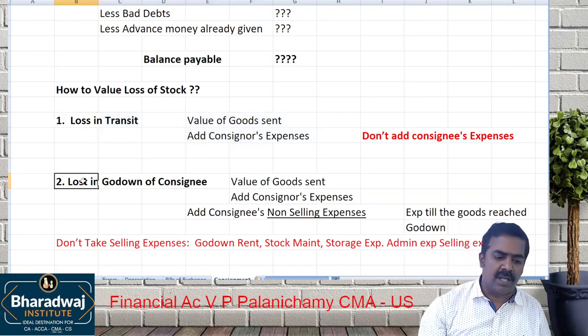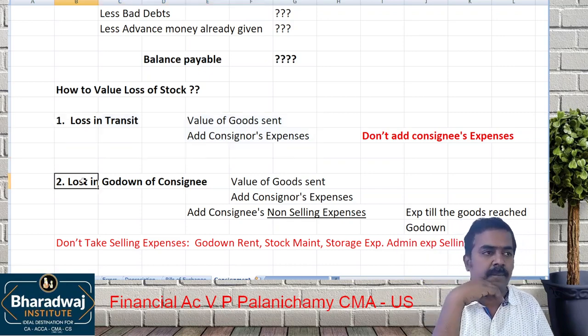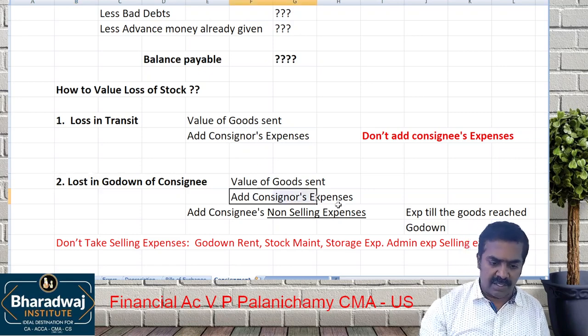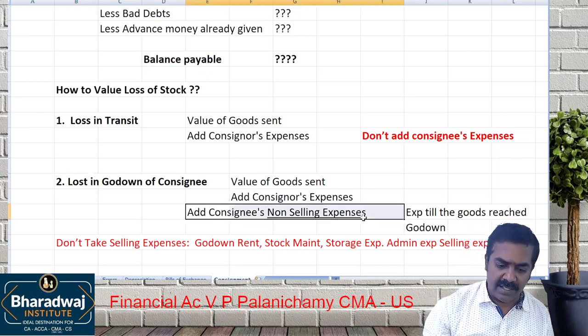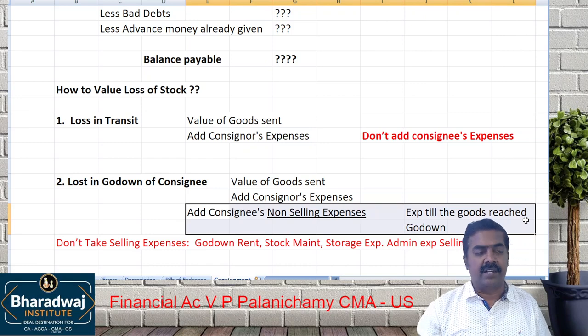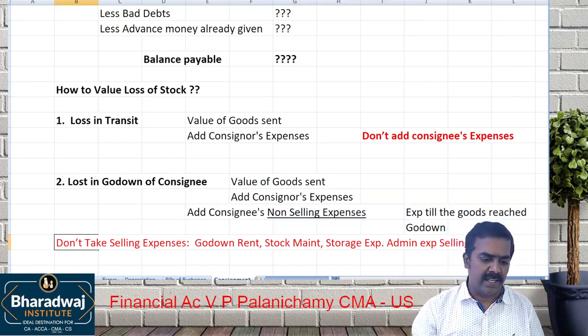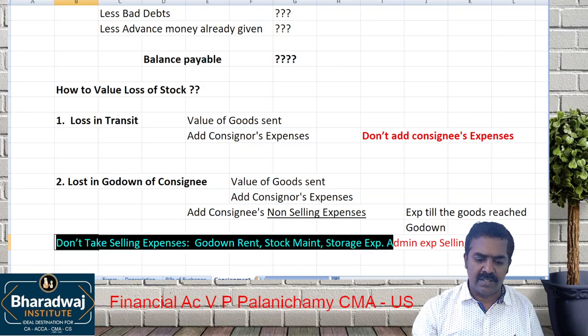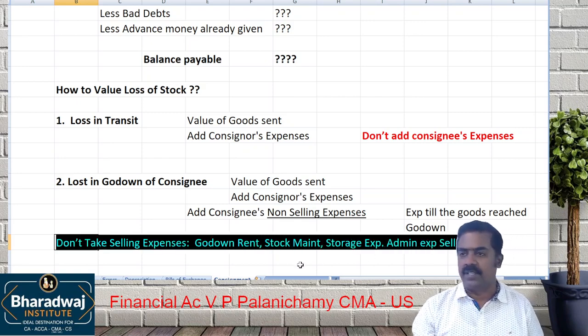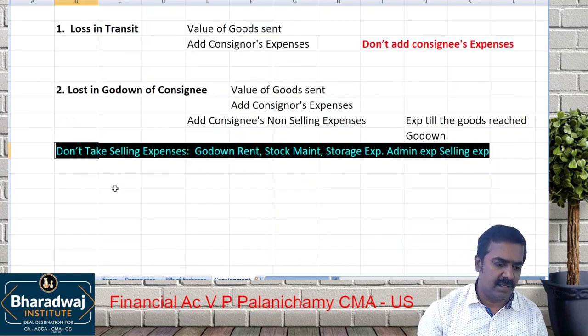If the goods are lost in the godown of consignee, value of goods and consignor's expenses and what? Consignee's non-selling expenses, that is expenses till the goods have reached the godown, you have to take it. Don't take selling expenses like godown rent, stock maintenance, storage expenses, administration expense, and which one? Selling expenses.